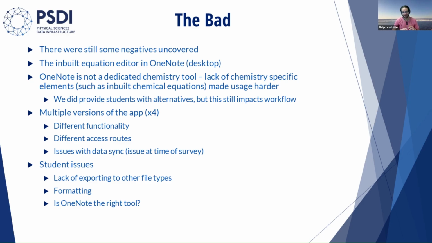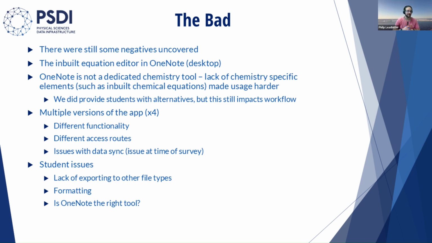The inbuilt equation editor in OneNote, especially the desktop version, which doesn't exist in the other two versions, is naff for chemistry. It made life a lot more difficult. A lot of the students said they'd prefer it if it had a better chemical structure and equation editor inbuilt. Linking into this, it is not a dedicated chemistry tool, so it lacks a lot of the chemistry specific elements.